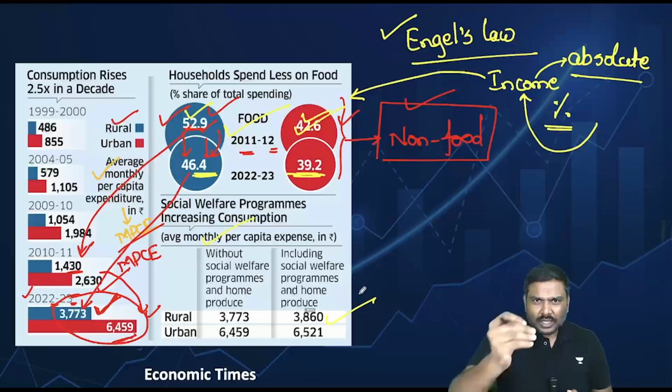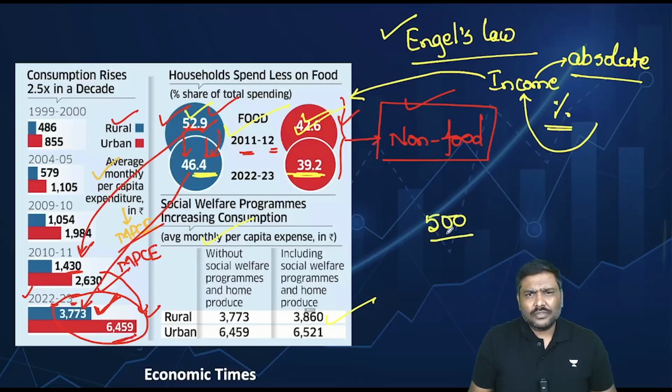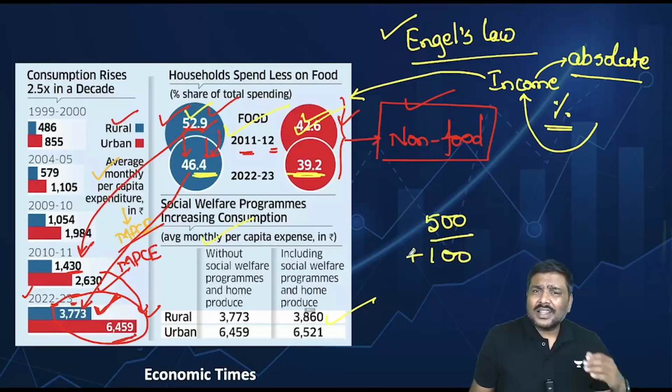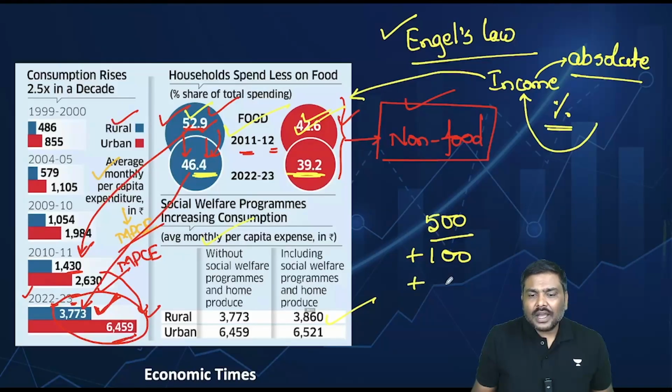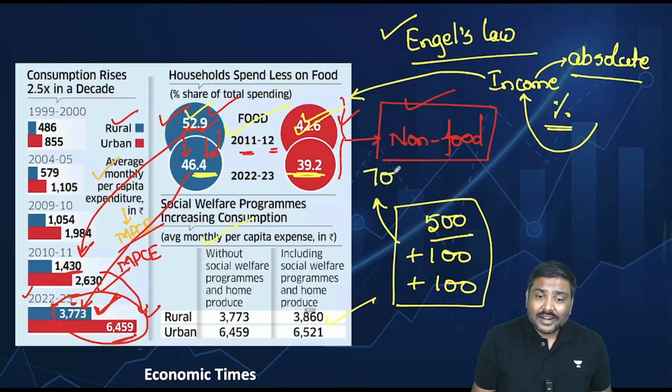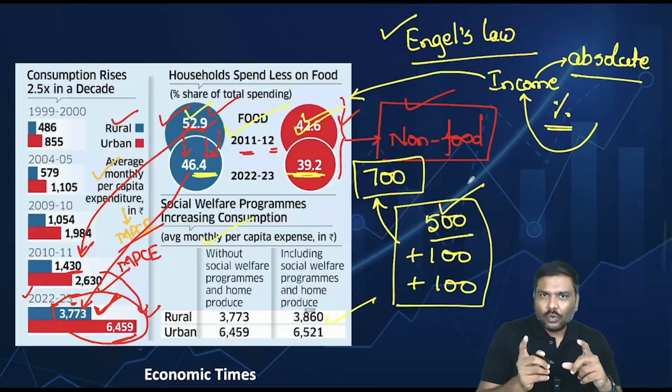let's say you are the person who has come to me for collecting data. I will say I've spent, let's say, 500 rupees this month on food as well as non-food. But imagine if the Government of India had not provided healthcare facility for me free of cost, I would have spent 500 rupees plus another 100 rupees on healthcare. If education was not provided free of cost, I would have spent another 100 rupees on education. So total expenditure should have been 700. But because the government is providing these social welfare facilities for me, I will give the data of only 500.